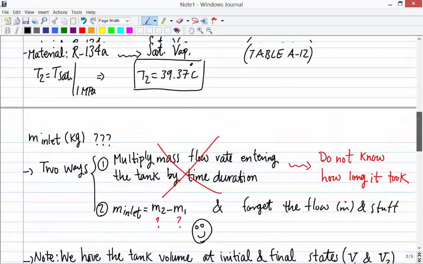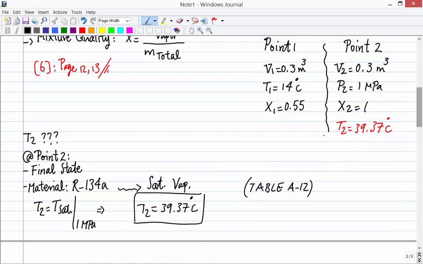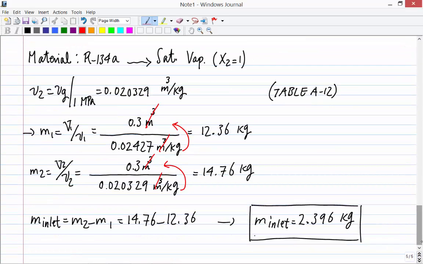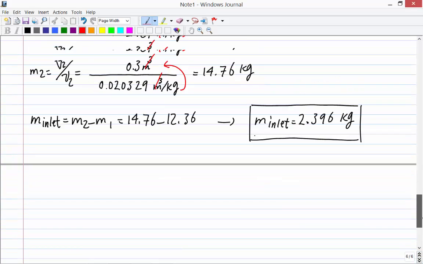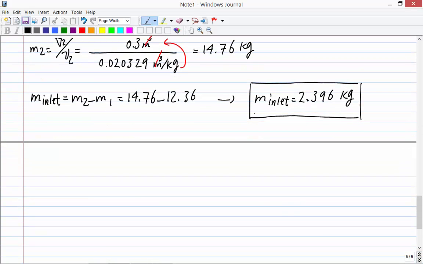And let me update my table because I'm going to need the mass m1 and m2, the mass at the initial and final states in future when I'm solving for heat. So m1 was 12.36 kilogram and m2 was 14.76 kilogram. Give me one more page, please. Okay, good. Now the last part, Q in.